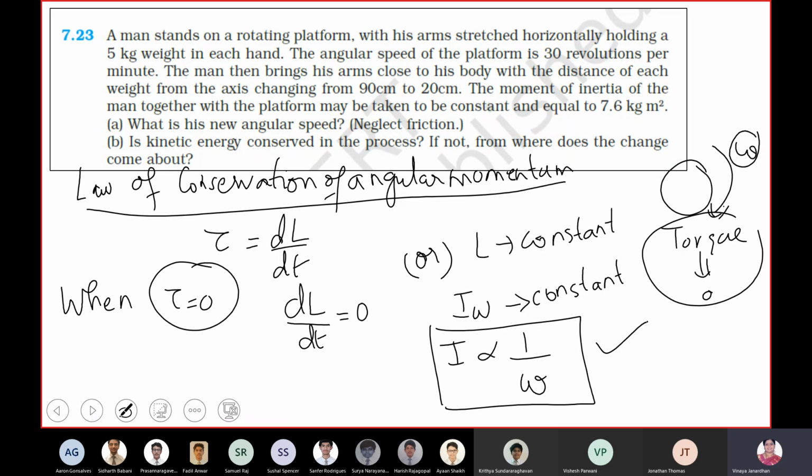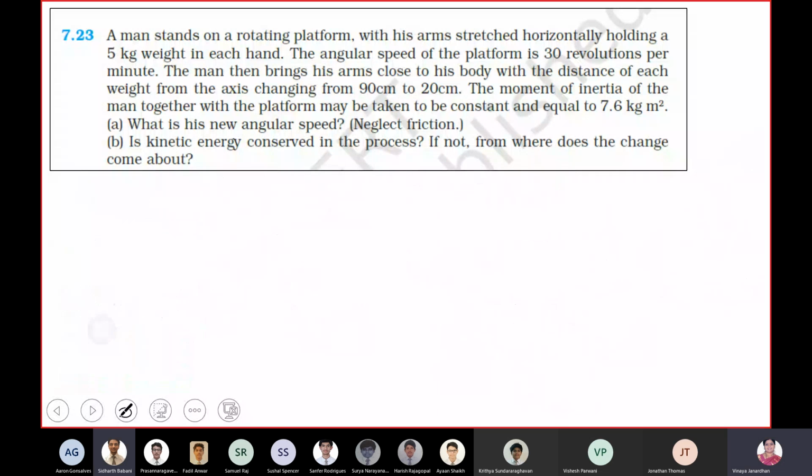So I is inversely proportional to omega. Now let us see what does it mean. If you have completed, just tell me that you have completed writing. Yes, ma'am, completed. Okay, we'll see that. One second. I is inversely proportional to omega.